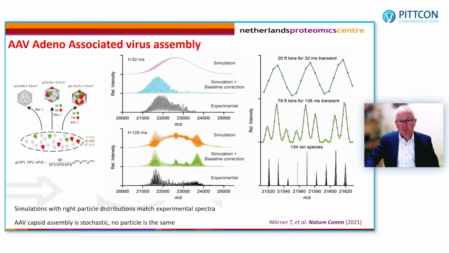And I must say, when we first measured this spectrum, we first thought something was wrong with the particles. But only after the simulation, we thought, no, this is as best as it should look. While beforehand, we thought, okay, maybe the 32 millisecond transient looks actually better. No, it's 128 milliseconds that looks way better, but only after we know what to look for.